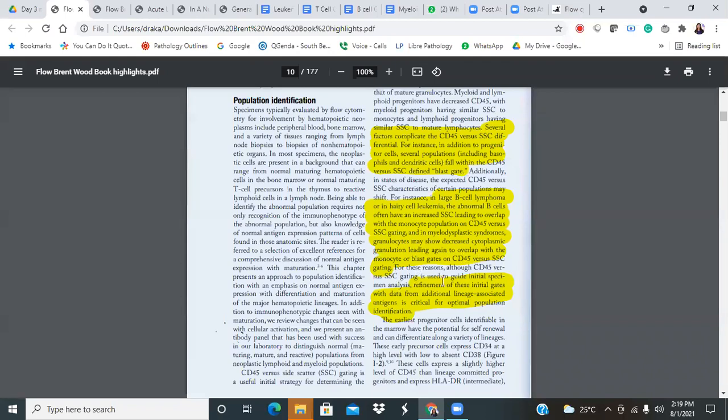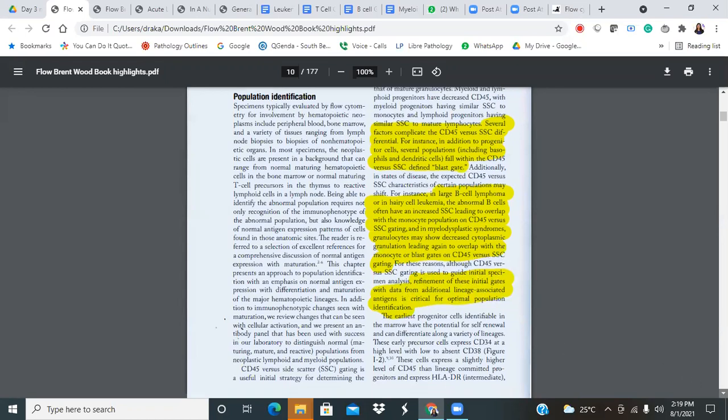For these reasons, CD45 versus side scatter is used to guide initial specimen analysis. Refinement of these initial gates with the data from additional lineage associated antigens is critical for optimal population identification.